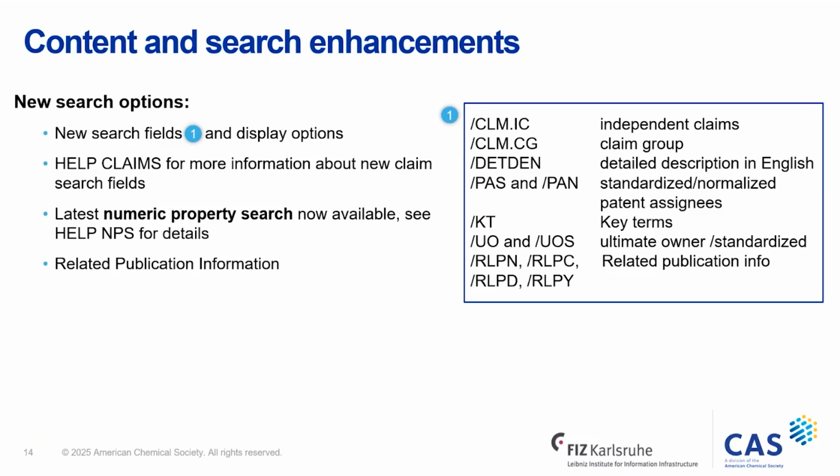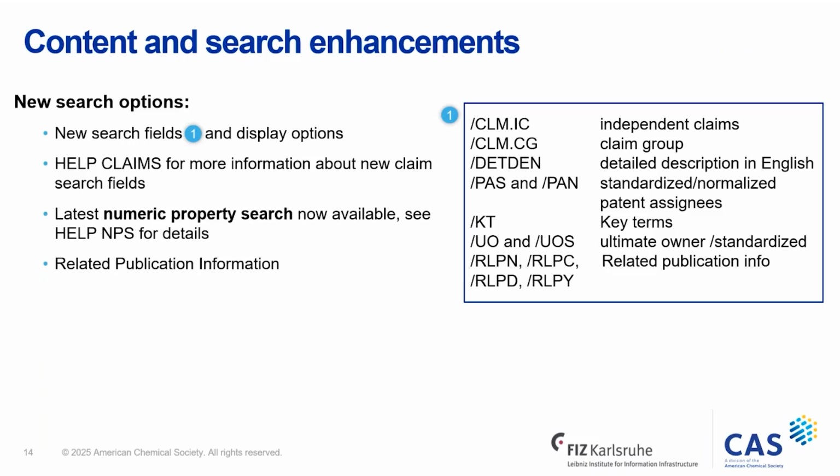so that we don't need to find other ways to translate. Standardized and normalized patent assignees, key terms. We've already mentioned the ultimate owner and ultimate owner standardized, as well as these related publication information fields. We'll talk about what each of these do, or what most of these do as we go through. I'll also mention that, particularly with the new claim search fields, feel free to type in help claims at the command prompt, and you will get the official release about that information.